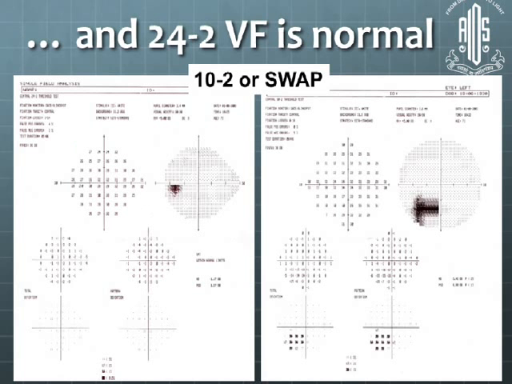And similarly, sometimes I find the 24-2 and 30-2 is completely normal. That is because we are testing the grid 6 degrees apart in automatic perimetry using the Humphrey. And if you strongly suspect there's something going on in the visual field, and you don't have a SWAP machine, you can actually do a 10-2 and you will find the field defect showing up on the 10-2 which is not showing up on the 24-2.